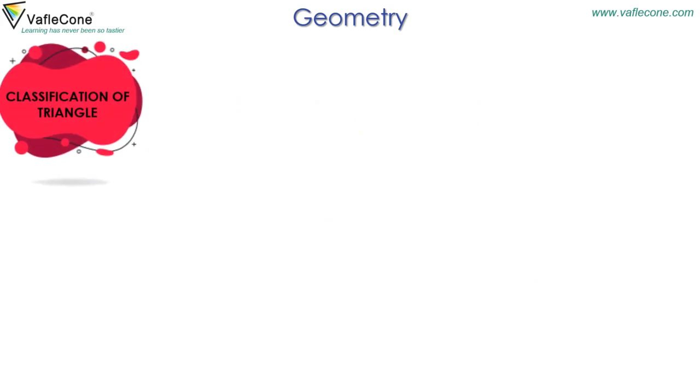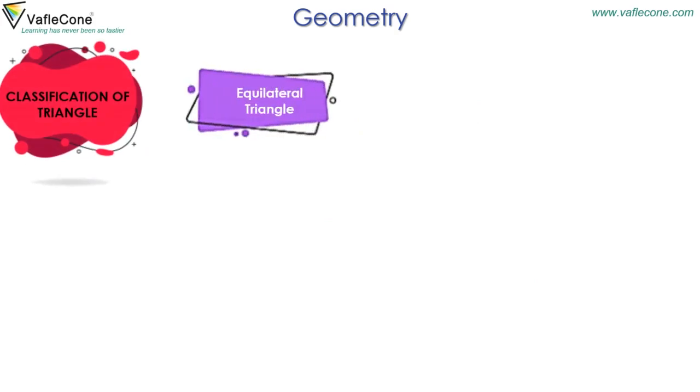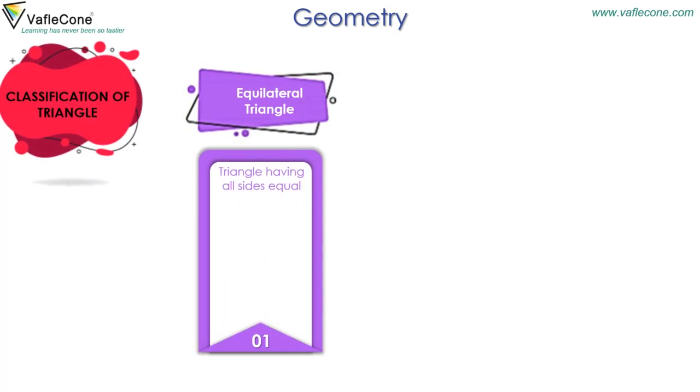Classification of triangle. Equilateral triangle. A triangle having all sides equal. In triangle ABC, sides AB is equal to BC is equal to CA.